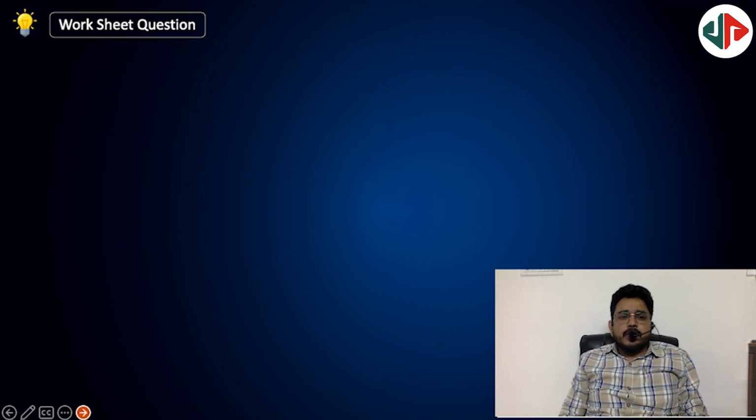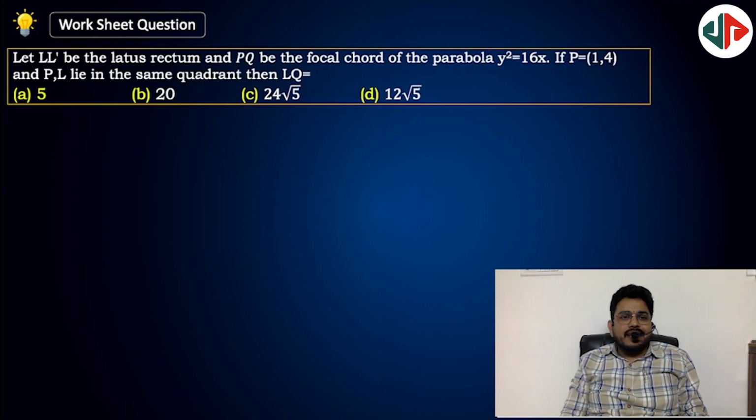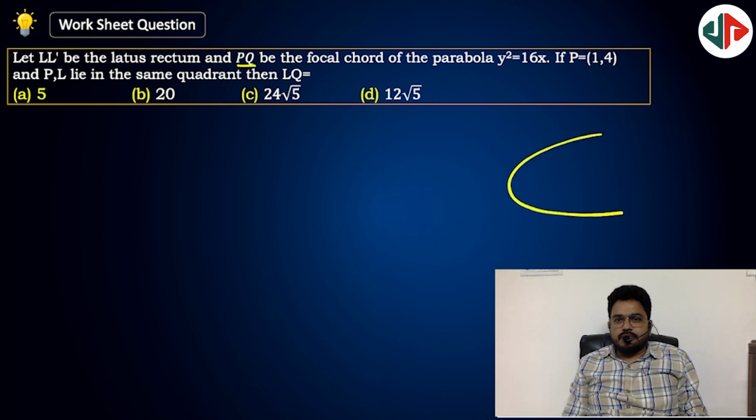Moving to the next question. L L dash is the latus rectum and PQ is the focal chord of the parabola y square is equal to 16x. PQ is a focal chord.